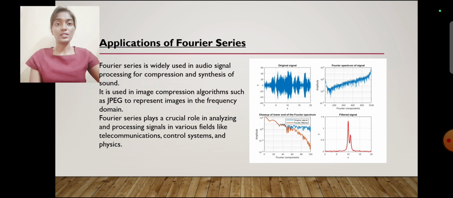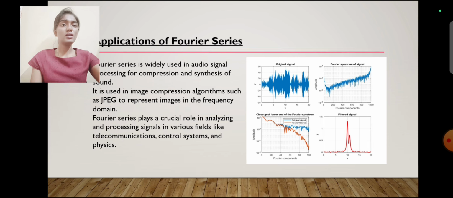Applications of Fourier series. Fourier series is widely used in audio signal processing for compression and synthesis of sound. It is used in image compression algorithms such as JPEG to represent images in the frequency domain. Fourier series plays a crucial role in analyzing and processing signals in various fields like telecommunications, control systems, and physics.